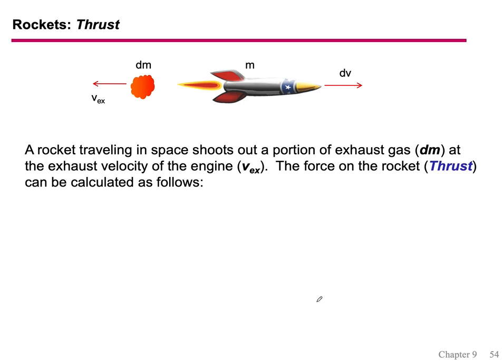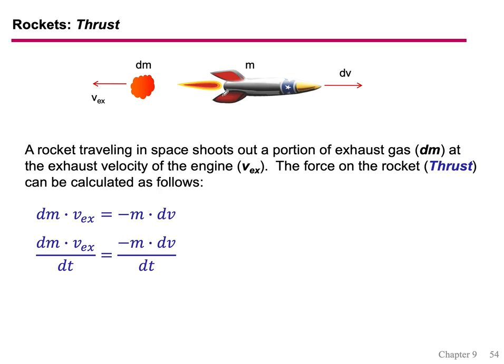So, a real quick analogy on this one: here's our rocket of mass m. It throws out a little bit of exhaust gas of mass dm, and it goes out with some exhaust velocity, v sub ex. All rocket engines have a certain exhaust velocity. That's the speed at which they shoot things backwards. The force on the rocket, the thrust is what we call that, can be calculated as follows. We know momentum has to be conserved. In other words, if momentum was 0 beforehand, the momentum of this moving backwards must equal the momentum of the rocket going forward.